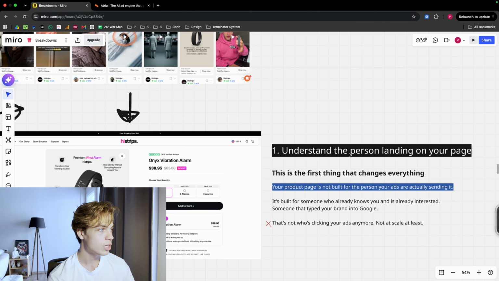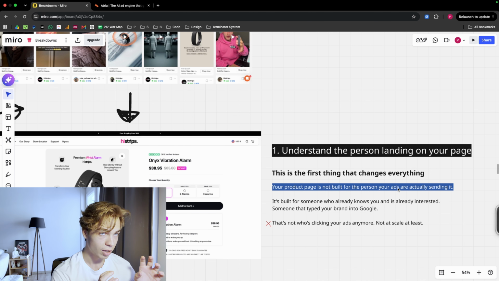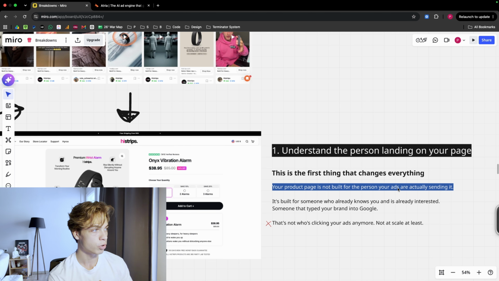Your product page is not built for the person your ads are actually sending it. You can read that a couple of times. Your product page is not built for the person your ads are actually sending it. It's built for someone who already knows you and is already interested in your brand, your product, someone that typed your brand into Google, but that is not who is clicking your ads anymore, right? Not at scale, at least.